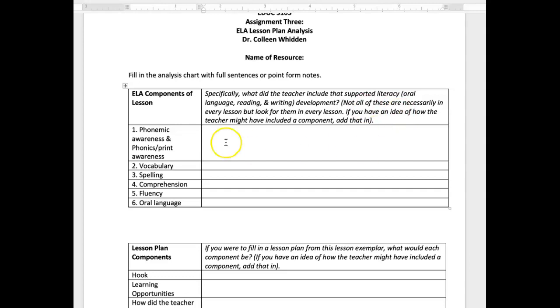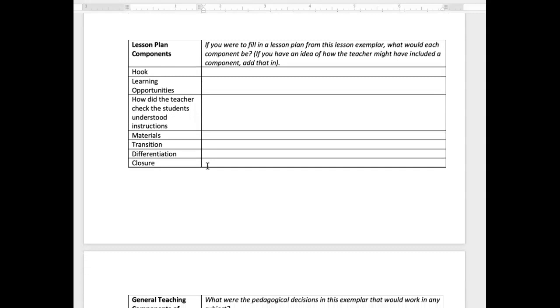So put in something like, I think if the teacher had talked about the different words that were in the example, that would have bolstered the vocabulary, that kind of thing. And then you put that in this section. Lesson plan. Now, if you were to fill in a lesson plan from this lesson exemplar, what would each component be? Again, these should be familiar. What do you think the teacher's hook was? What were their learning opportunities? How did they check? What were the materials, transitions, differentiation, and closure? Again, if you didn't see that, but you have an idea, put it in here.